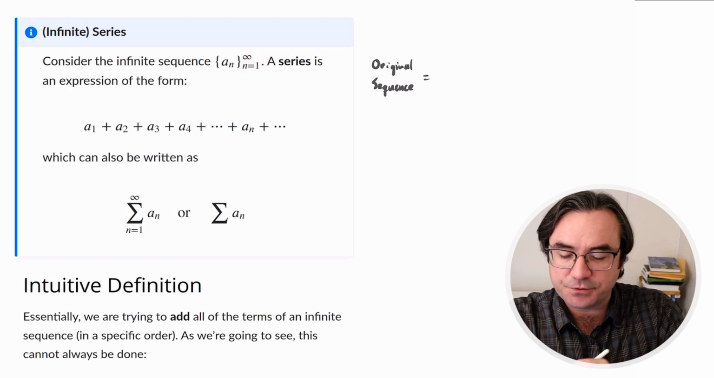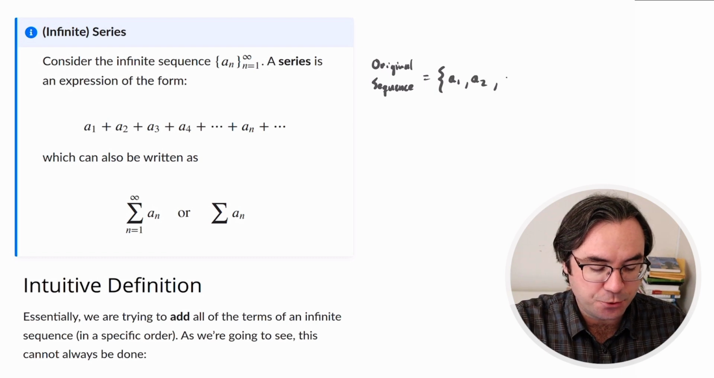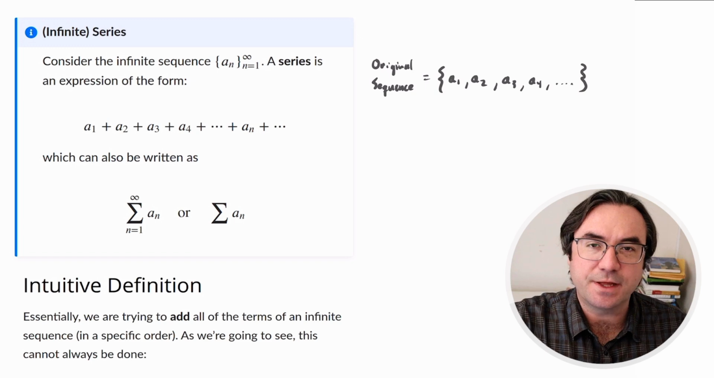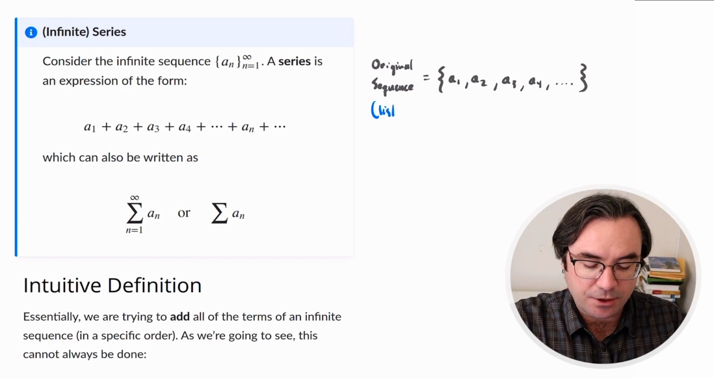And let's just write out the first few terms of our sequence. So our first term is a_1, a_2, a_3, a_4, and so on. All right, so that's our original sequence. You can think of a sequence as like an ordered list.